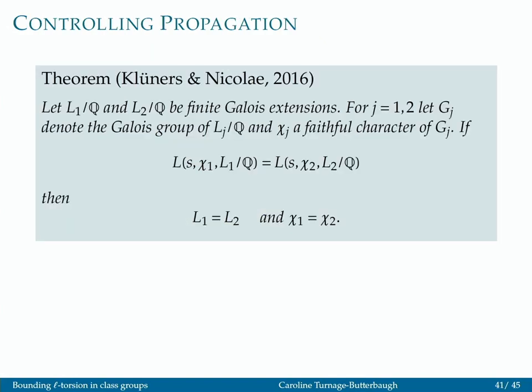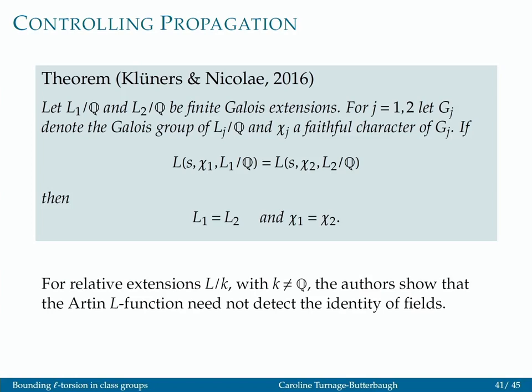All right, so the following result is very, very helpful and sheds light onto why we have to let little k be Q at the end. This is a very recent result of Kluners and Nicolai. They've shown that if L1 and L2 are finite Galois extensions, and you have a faithful character of their corresponding Galois groups, that if their L-functions coincide, then the number fields themselves coincide, as do these representations. So yesterday when I saw Maria's talk, I immediately perked up, right? But this is on the side of these Galois extensions.